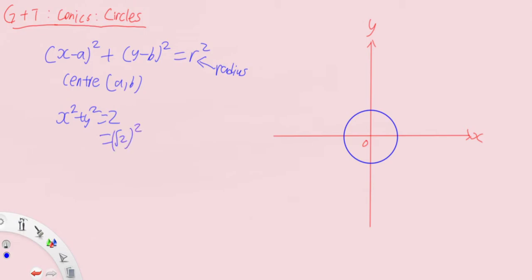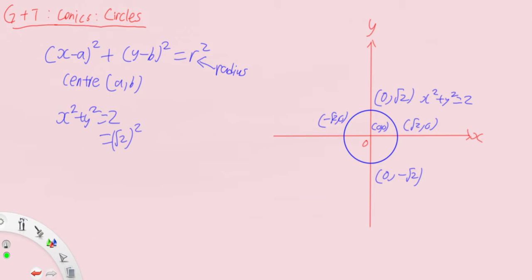As such, your x-intercepts would be (minus root 2, 0) and (root 2, 0) because they are just horizontally across the center and the radius is root 2. Same thing for our y-intercepts, because they are vertically above and below the center. They are basically (0, root 2) and (0, minus root 2). And that will be the graph of x squared plus y squared equals 2.